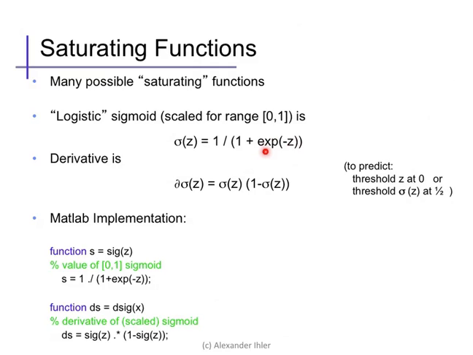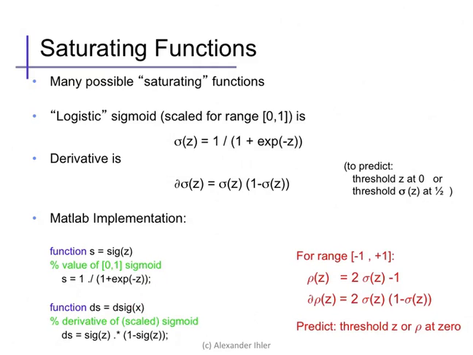So if we want to use this to predict, we can either continue to threshold the z value, the linear output theta times x, at 0, or we can calculate the sigma of z and threshold it at 1/2. The logistic function has a nice property that its derivative is just the product of itself, sigma of z, times 1 minus itself. In MATLAB, the implementation is quite simple. So here's a logistic sigmoid function implemented, and here's its derivative.